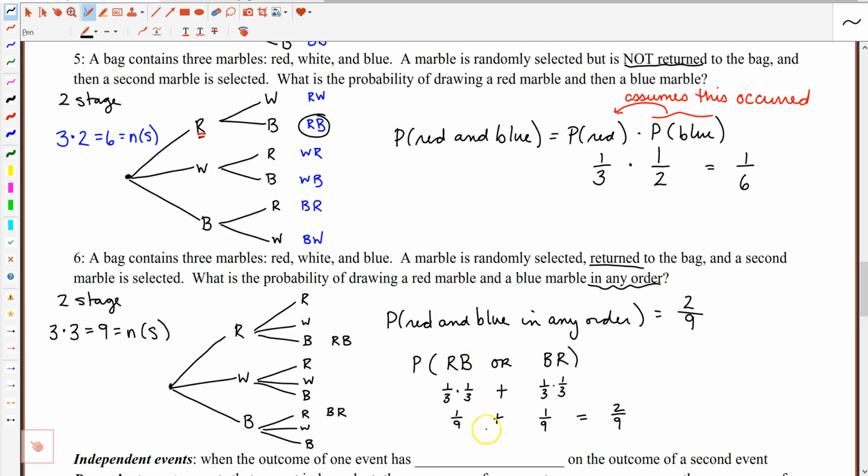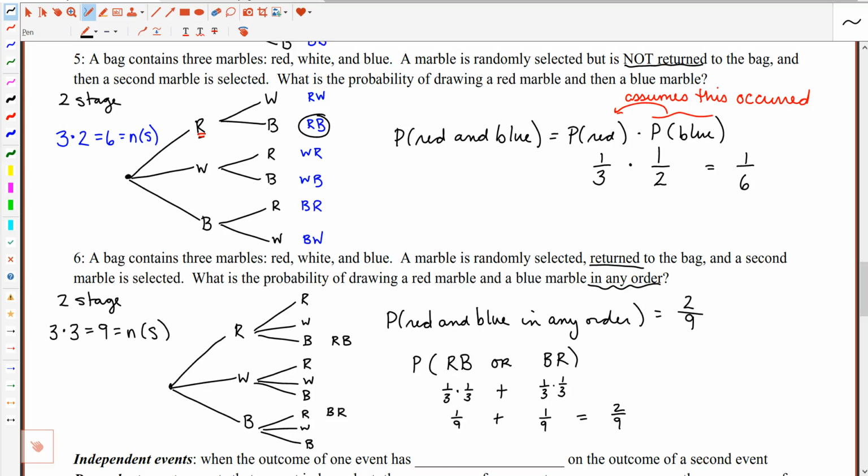So this is obviously a much more complicated scenario because it's in any order. You would have multiple outcomes in your experiment that could satisfy it. But you're looking for this verbiage to know that you would want to pull multiple outcomes, as opposed to having it very specifically an action on the first step and then that action on the second step.